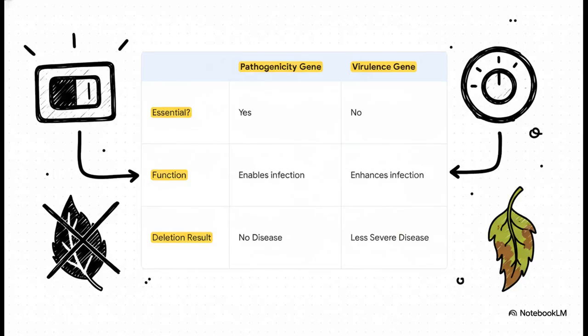Just look at that deletion result row. You take away a pathogenicity gene, you get zero disease. It's a full stop. But you take away a virulence gene, you still get a disease, it's just much, much less severe. One is the master switch, the other is the volume knob.